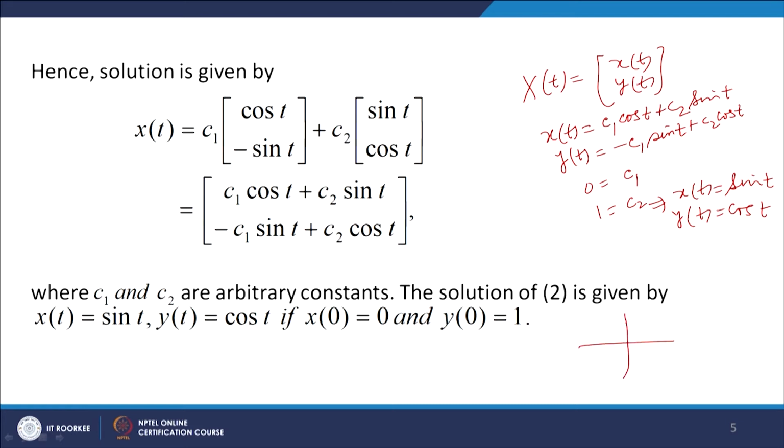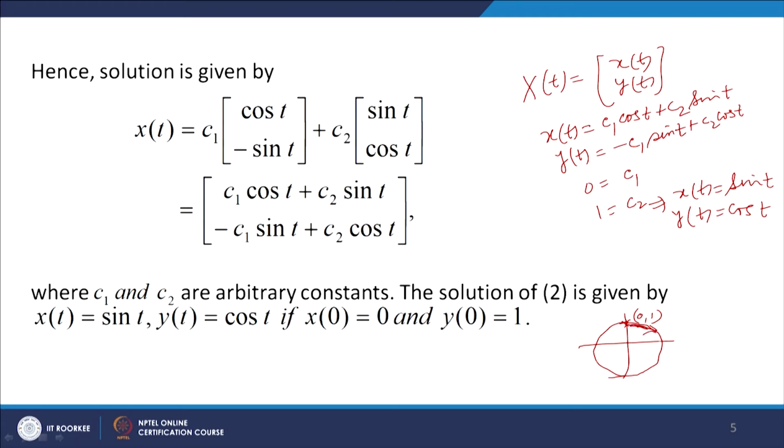So, when you take this, we have here x(0) equal to 0, so at t equal to 0 x is 0 and y is 1, so this means we have this point (0, 1). And x(t) is sin t, y(t) is cos t. So when t increases from say 0 to pi by 2, sin t increases while cos t decreases, that means x increases while y decreases, and both of them are positive. So we move in this direction.